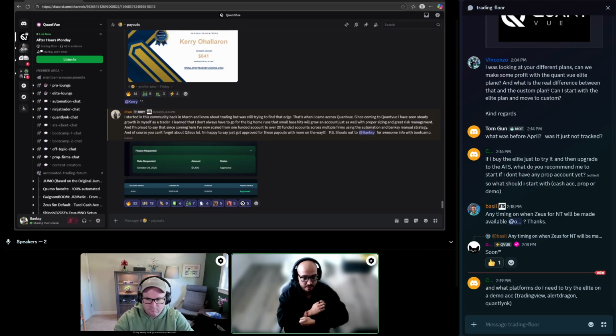And then the demo account itself, you would take from TradingView to your bridging software and your bridging software to your Tradovate account, right? Alert Dragon is only for cash accounts, whereas ATS and QuantLink you use for both cash and demo, or cash and demo and prop accounts, right? So what you would need for a demo account, you'd have to open up a demo account, and then you'd need the bridging software to take from TradingView to your bridging software to then your demo account, and that's how you would practice it basically, right?